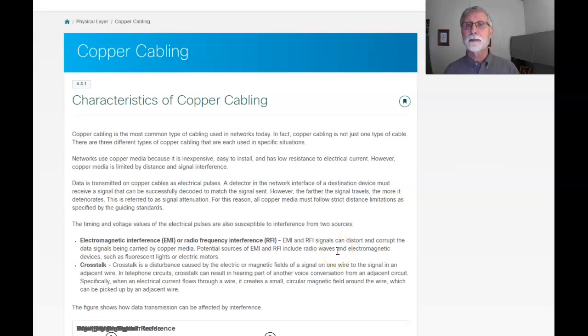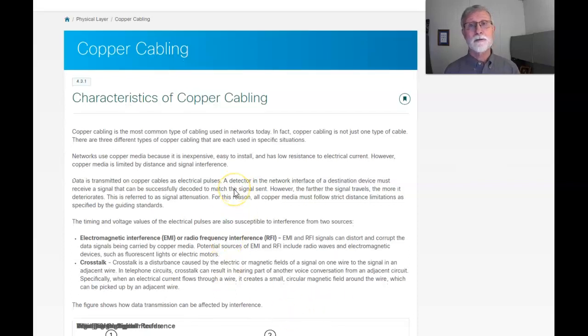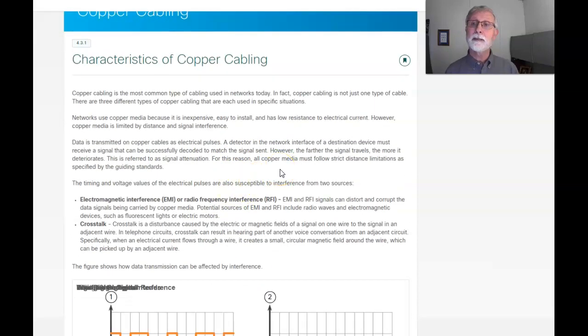Now let's look at copper cabling. Now this is probably most of, other than your wireless router at home and maybe your cell phone, most of the computers on campus are wired, and they're all wired with a copper cable with Ethernet. Now, there are certain characteristics of copper cabling, and they're just not one type. You've got different types of copper cabling.